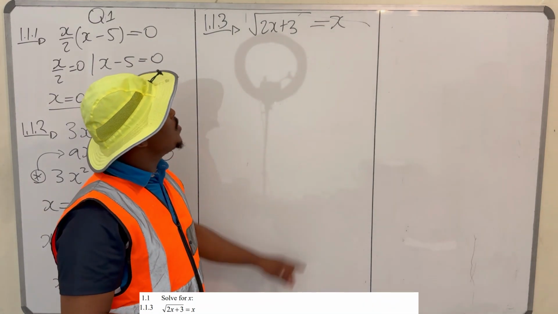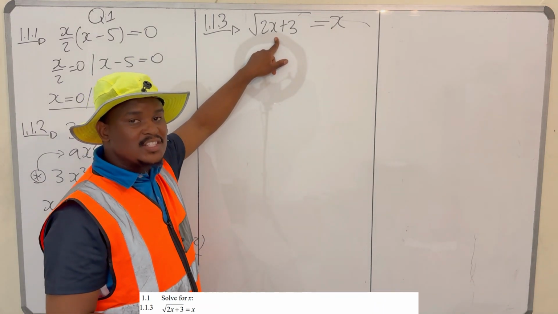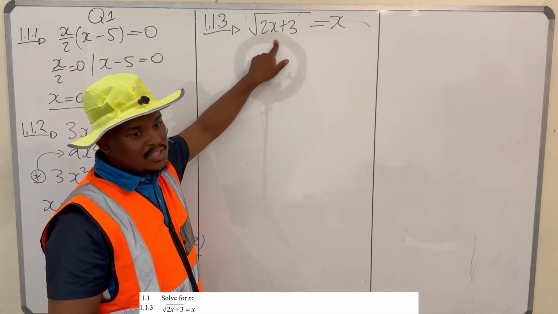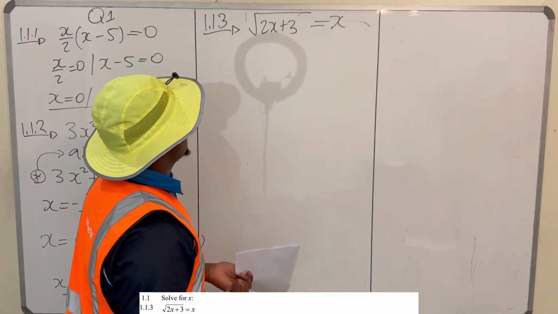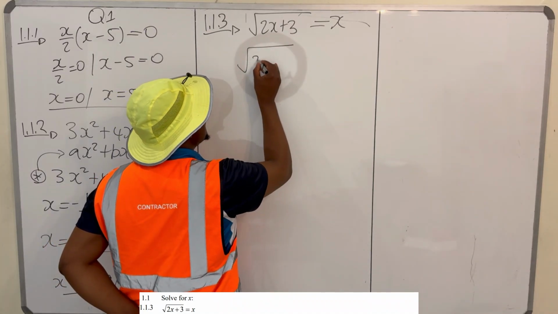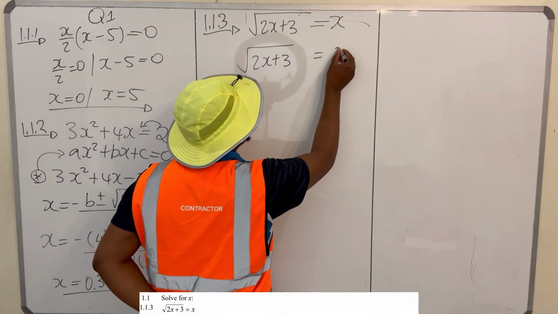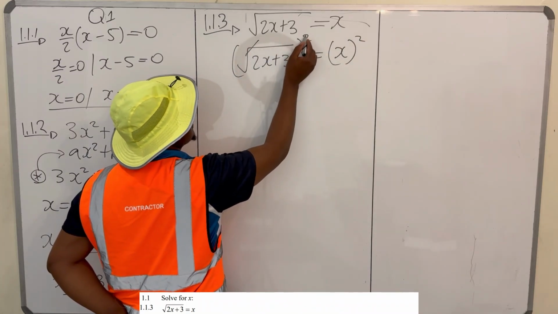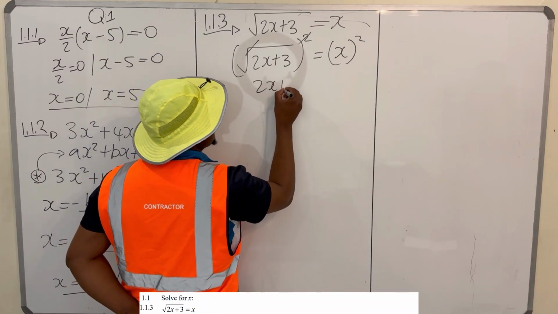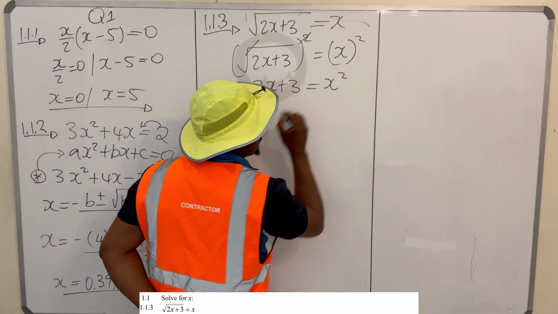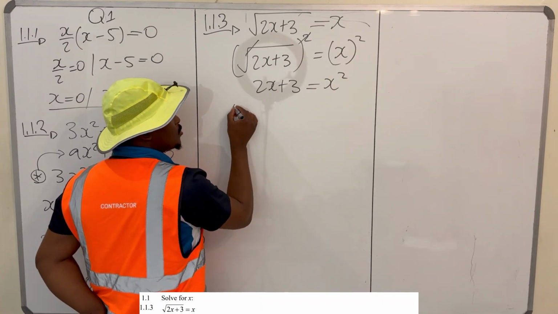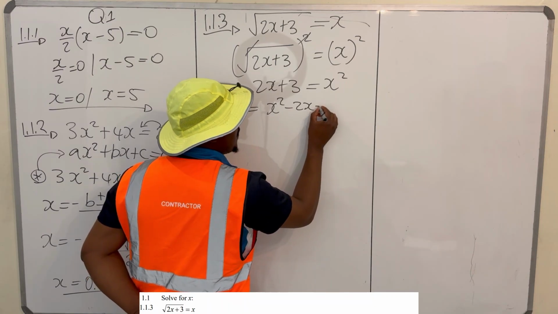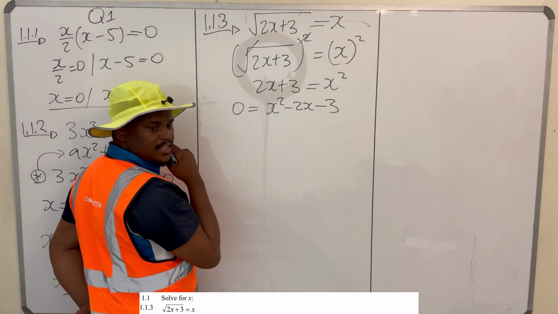On a normal day, you would want to isolate the square root so that it is alone on one side, but in this case it is already isolated. So the only thing we do is square both sides. The square and the square root cancel, and we're left with 2x plus 3 is equal to x squared. Transpose this to that side, so 0 is equal to x squared minus 2x minus 3. Then you can factorize this.